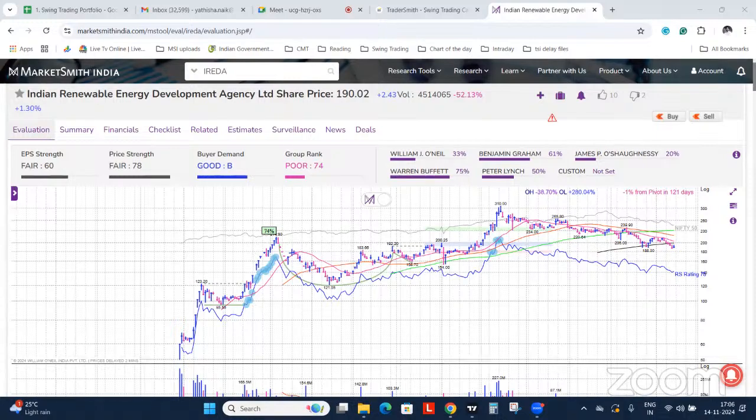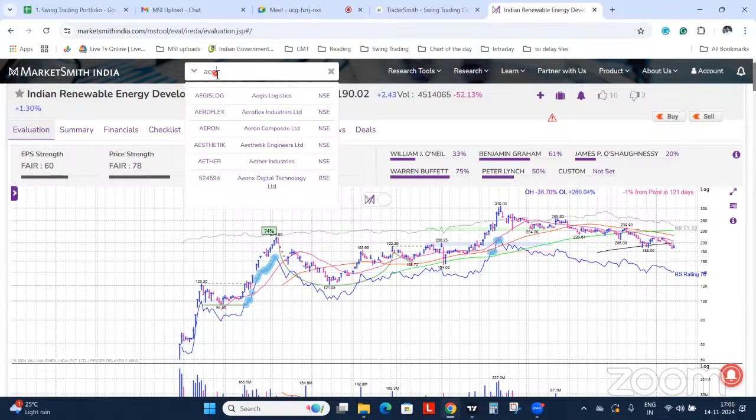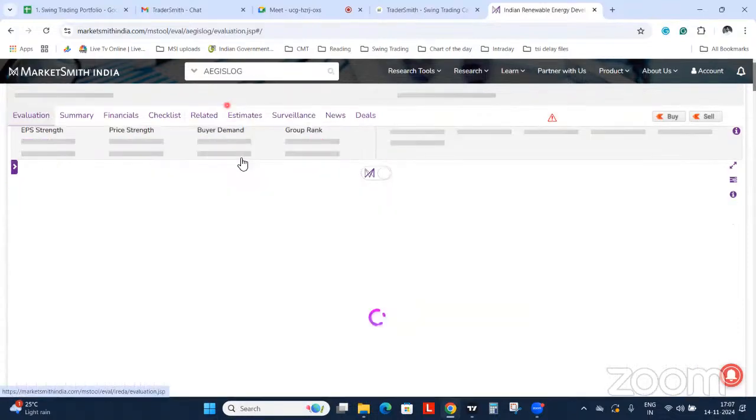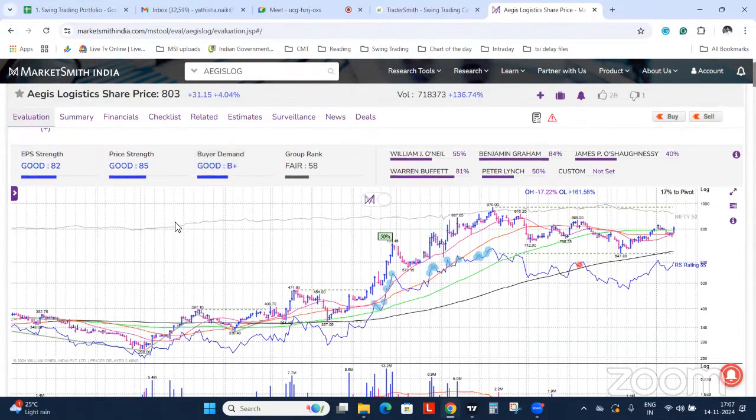Next one is Aegis Logistics. Aegis Logistics, I think it's about to give a breakout from a downward sloping trend line. It's a very good sign, a strong fundamental stock. If you see the chart over here, it's about to give a downward sloping trend line breakout. It's not yet given a breakout, but looking strong.